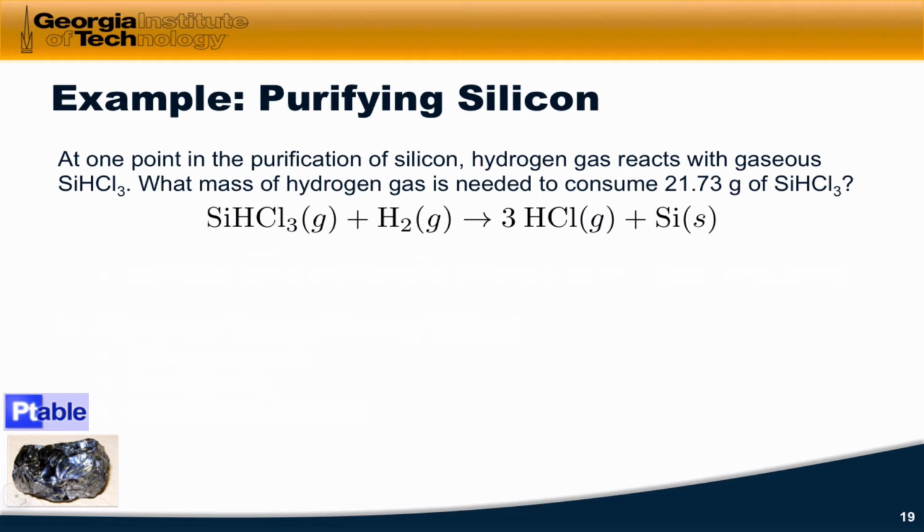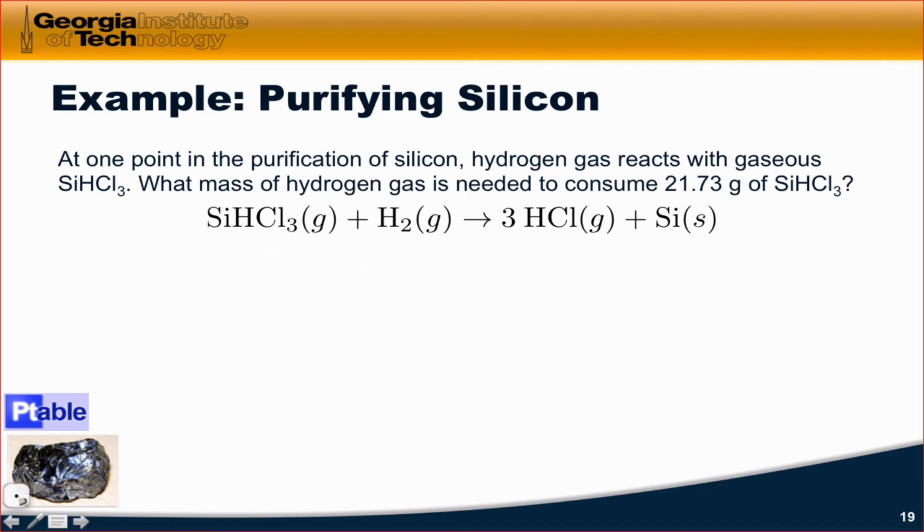This is a process involved in the purification of silicon for the preparation of silicon chips, for example. At one point in the purification of silicon, hydrogen gas reacts with gaseous SiHCl3. What mass of hydrogen gas is needed to completely consume 21.73 grams of SiHCl3?